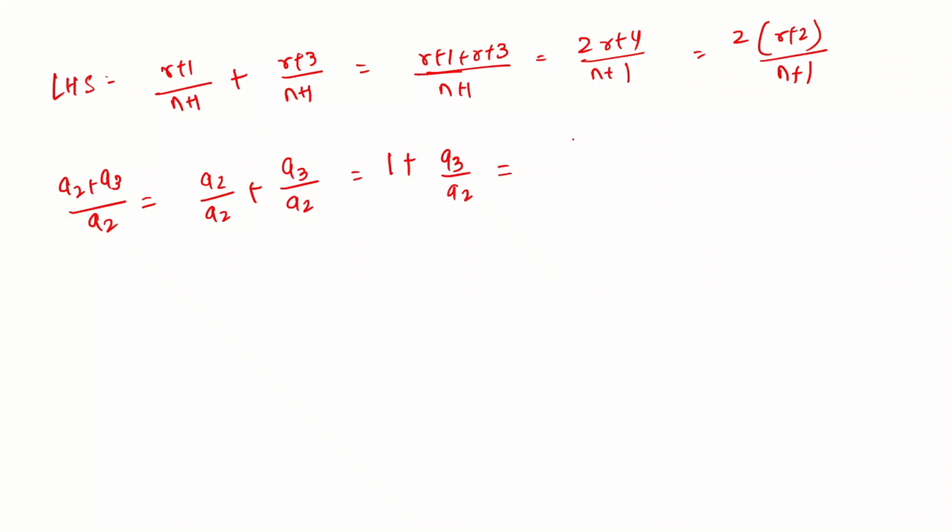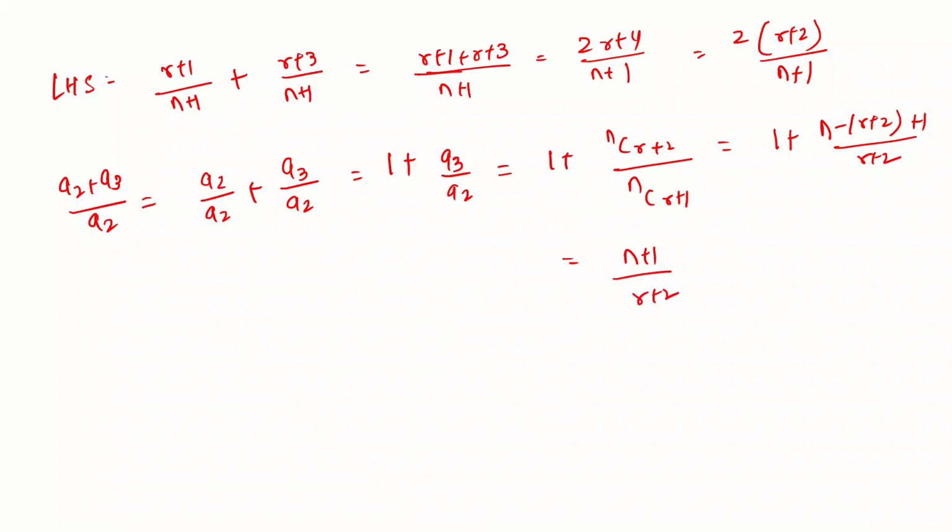So what is the value of a3? a3 is nCr+2, and what is a2? nCr+1. We can again apply the formula, which is (head minus leg plus 1) divided by leg, and on simplification we will be getting (n+1)/(r+2). You check it out. I think this will be the simplified value, and now we reciprocal it. So a2/(a2+a3) is equal to (r+2)/(n+1).